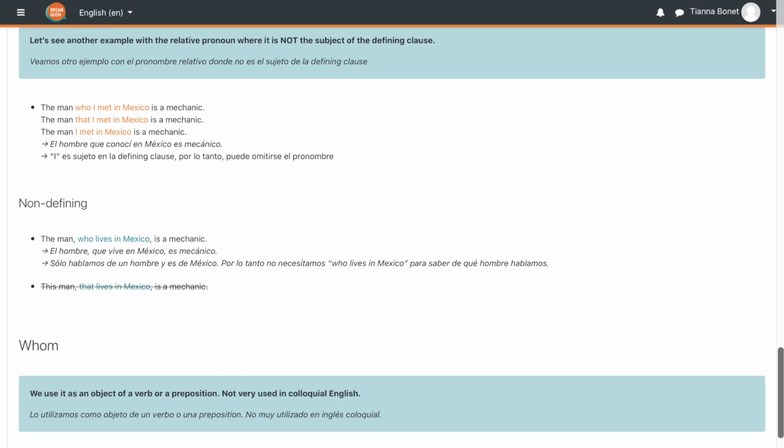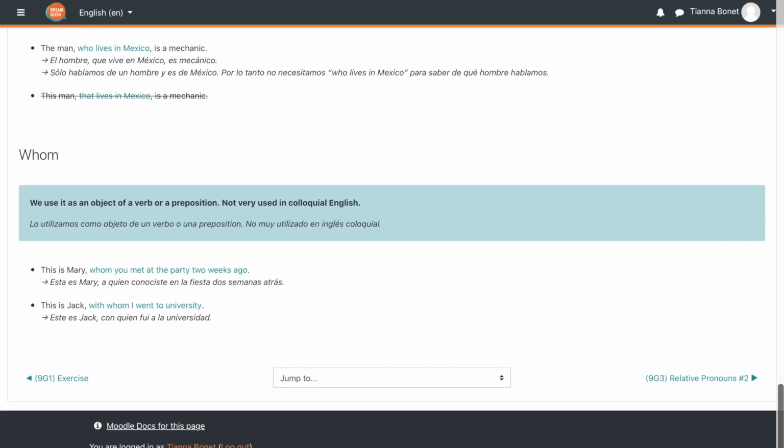Non-defining. The man who lives in Mexico is a mechanic. You wouldn't say, this man that lives in Mexico is a mechanic. Whom. We use it as an object of a verb or a preposition, not very used in colloquial English. This is Mary, whom you met at the party 2 weeks ago. This is Jack, with whom I went to university.